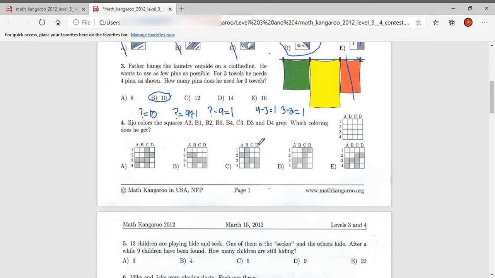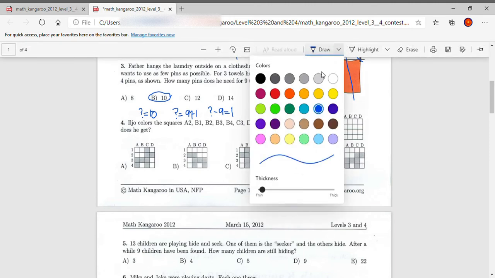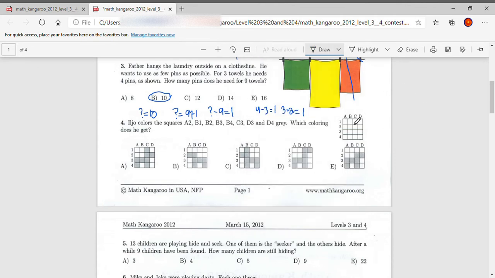Iljo colors the squares A2, B1, B2, B3, B4, C3, D3, and D4 gray. Which coloring does he get? So let's color it on here. So A, just to make it less confusing, I'll change the color to gray. So we start A and then 2. So they match up here. This is colored. Now B and then 1. So B and 1 match up here.